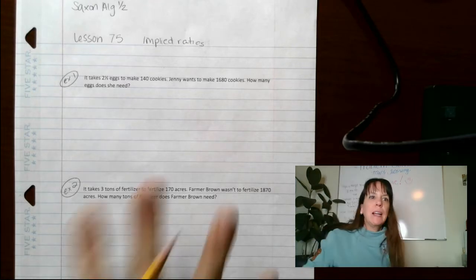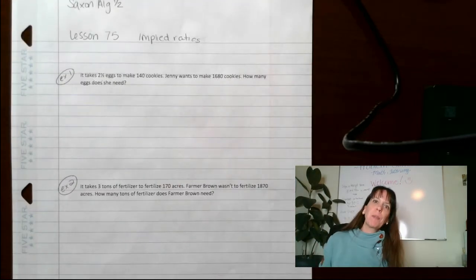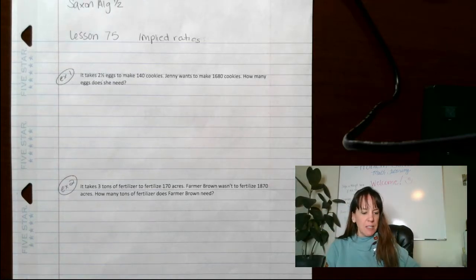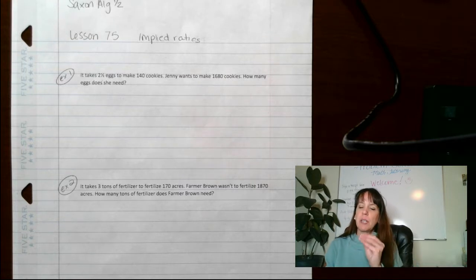We're going to start today. Saxon, Algebra 1/2. Thank you so much for your patience while I get these up. We are in the third edition, Algebra 1/2. We are on lesson 75, on page 237. We're talking implied ratios today.